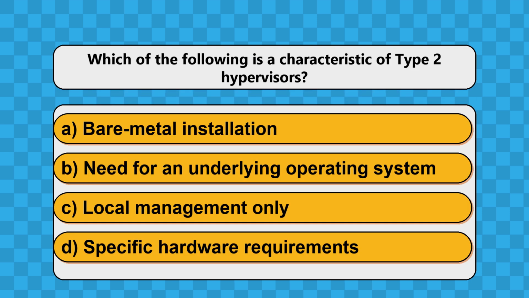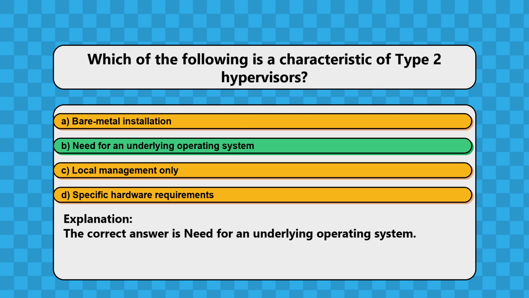Question 22. Which of the following is a characteristic of Type 2 hypervisors? Option A, bare metal installation. Option B, need for an underlying operating system. Option C, local management only. Option D, specific hardware requirements. The correct answer is option B, need for an underlying operating system.